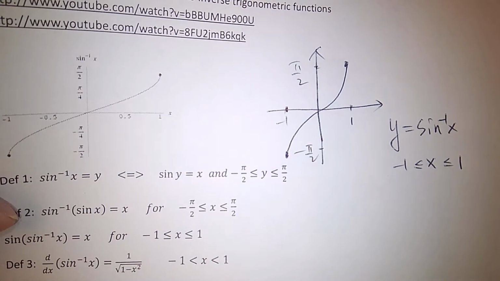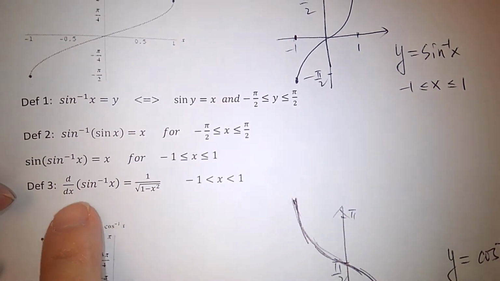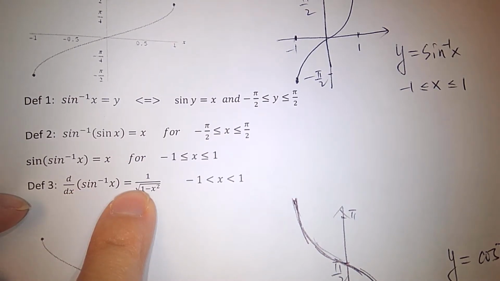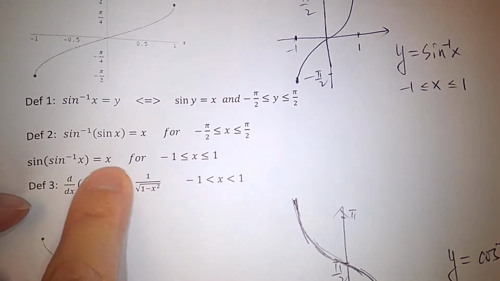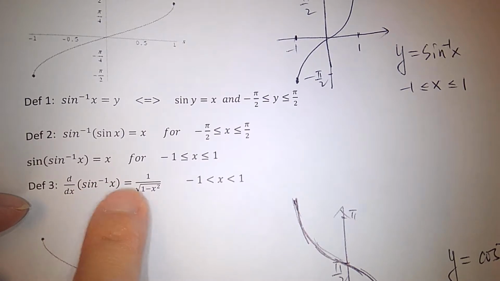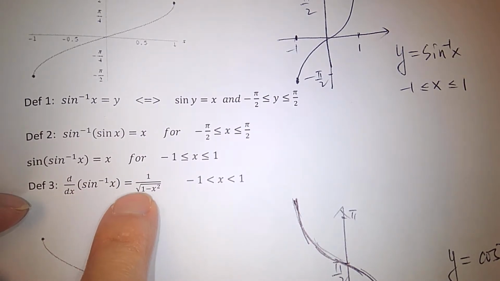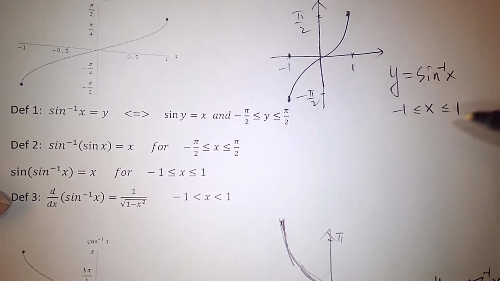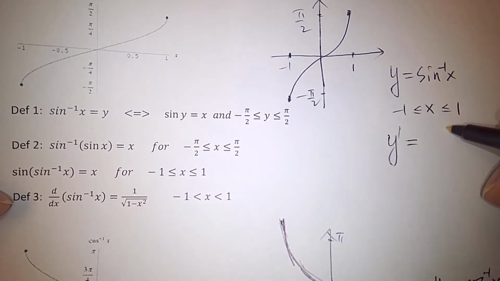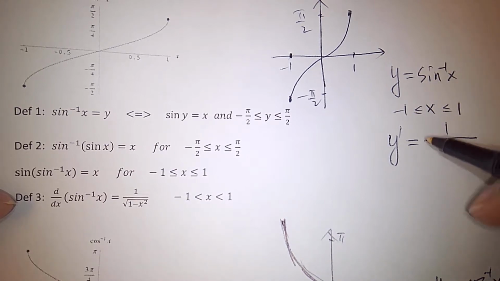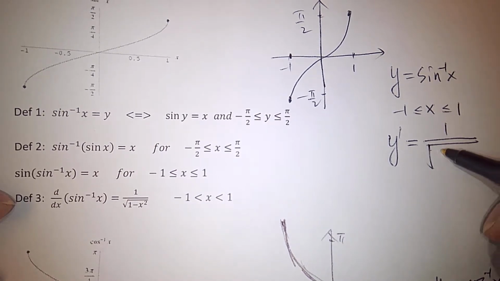But there's something we have to know, which is the derivative of inverse trig functions. So the derivative of the inverse sine function is defined by what? 1 over square root of 1 minus x squared. I need you to know this. Once we encounter the inverse sine function, the derivative of it is going to be 1 over square root of 1 minus what? X squared.